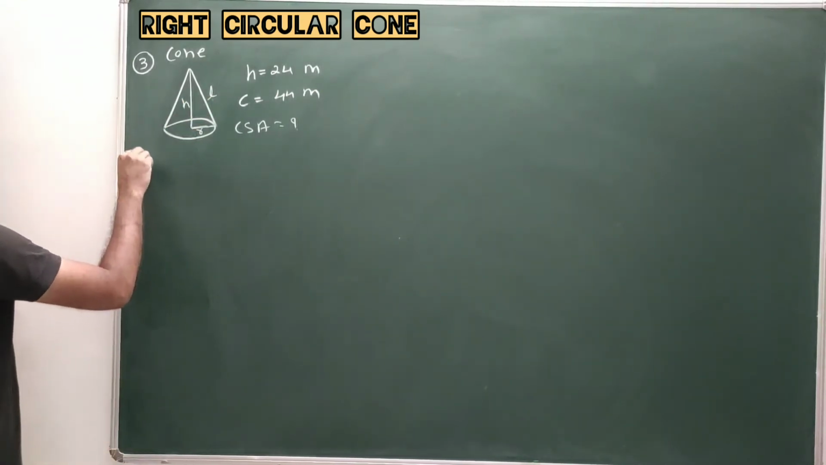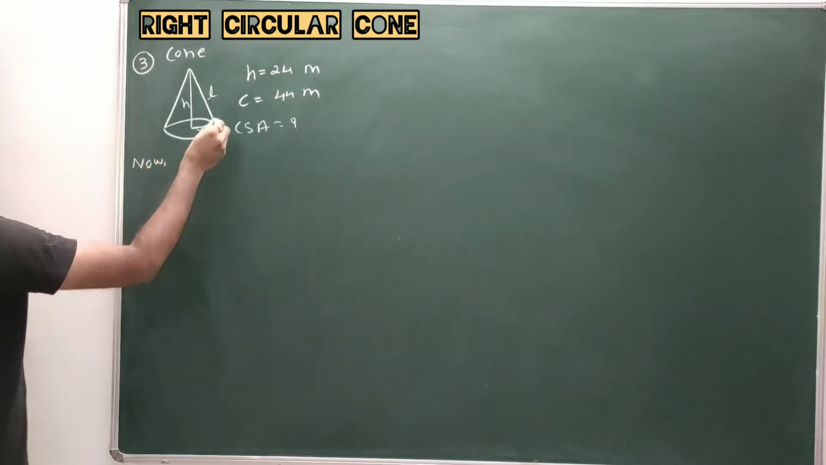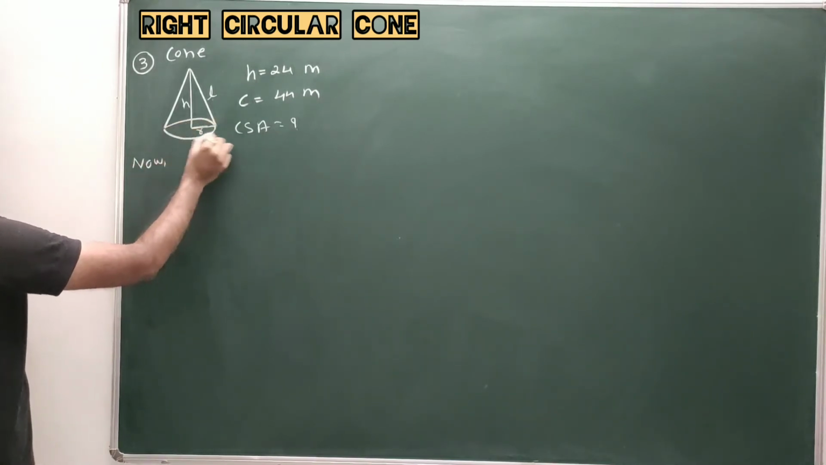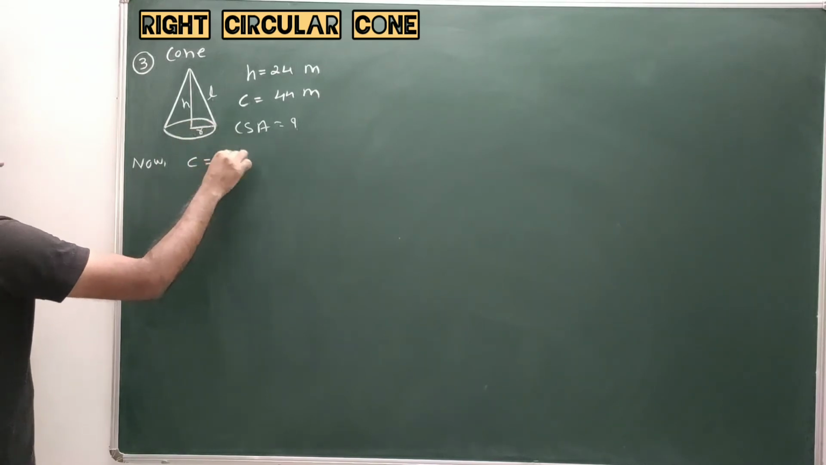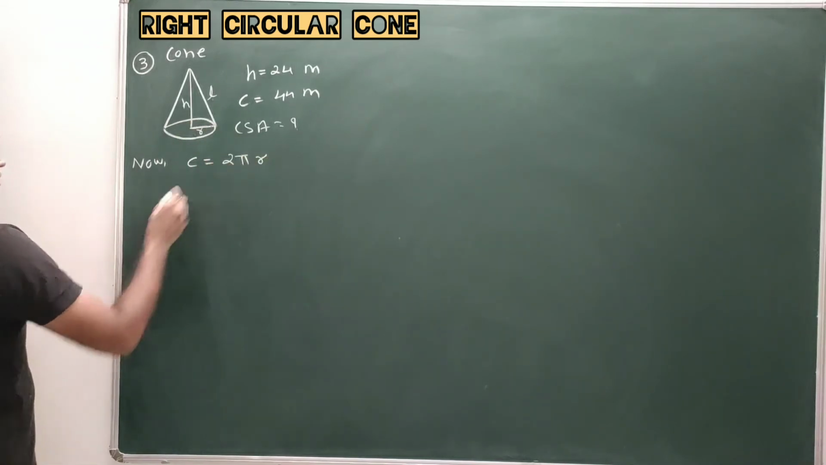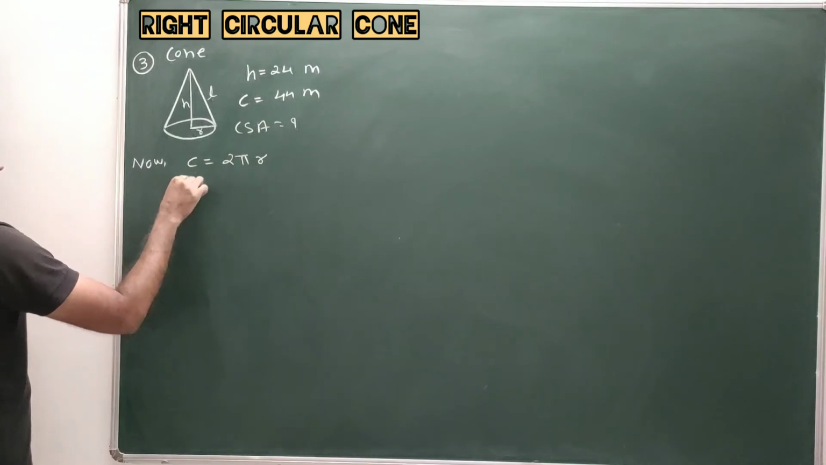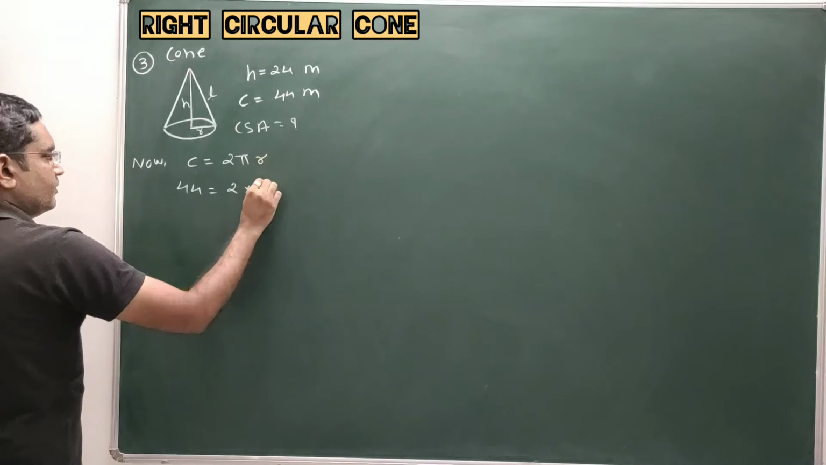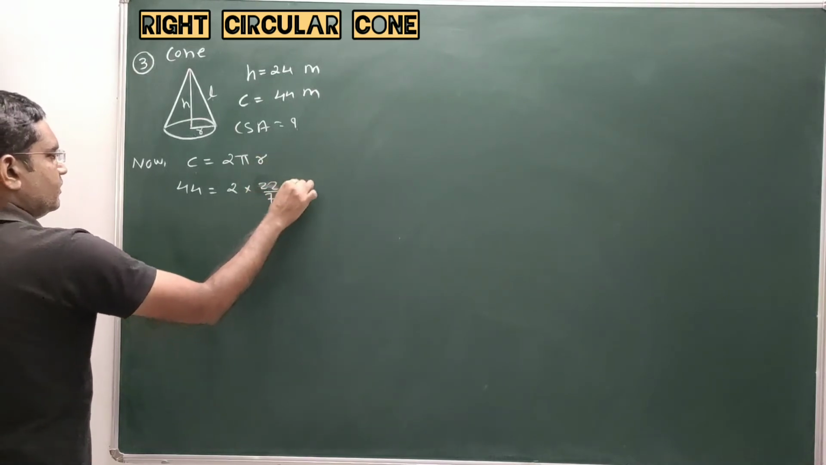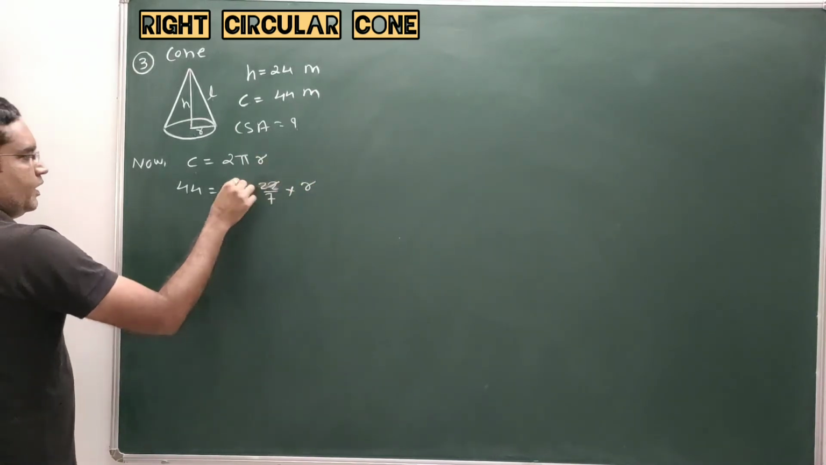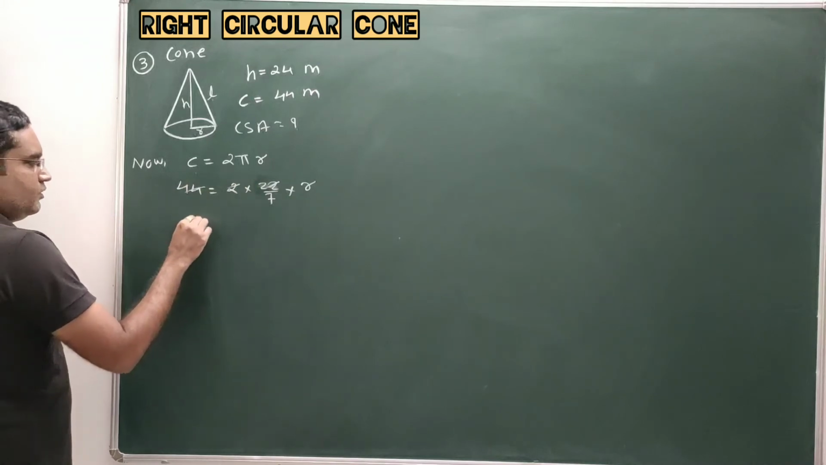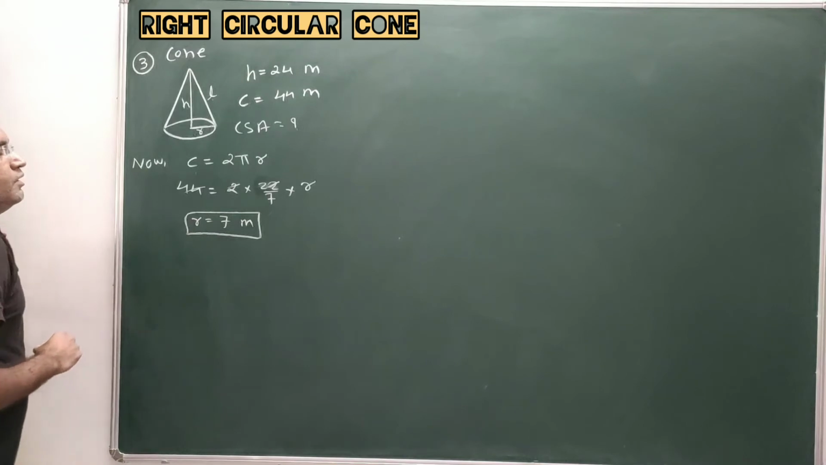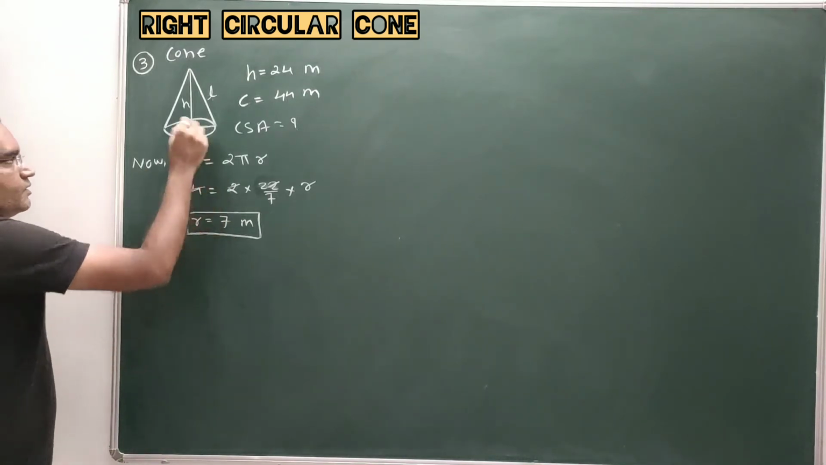Now the circumference of the base, which is a circle with radius r, is equal to 2 pi r. The circumference is given as 44, so 44 equals 2 pi r. Pi is 22 by 7, times r. 22 cuts into 44, so r is 7 meter. The radius of the base is 7 meter.